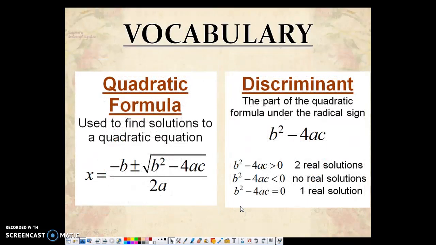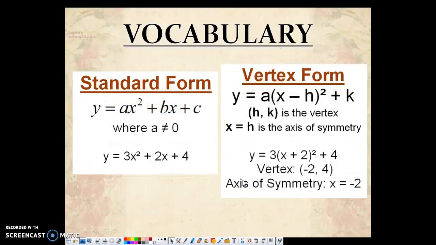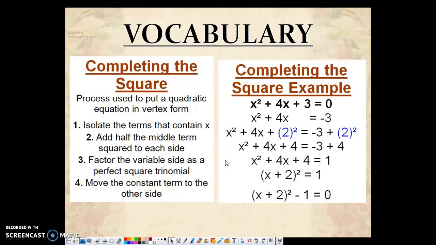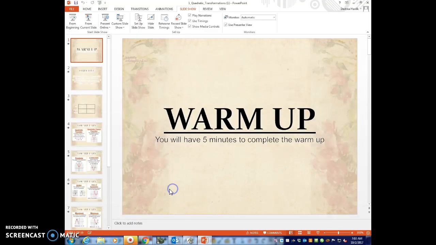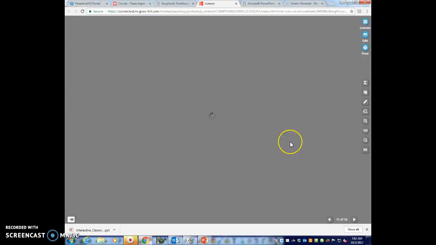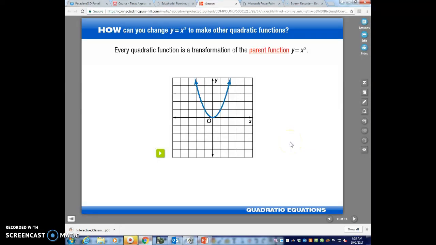Quadratic formula, we'll get to that later along with discriminant. Standard form is when it's y equals ax squared plus bx plus c. Vertex form is y equals a times x minus h squared plus k. And I think we'll be looking at this one a lot more today. Okay, completing the square, we'll get to that another time. Okay, so let's go to our lesson. We need to get to number 11. Yep, right here.